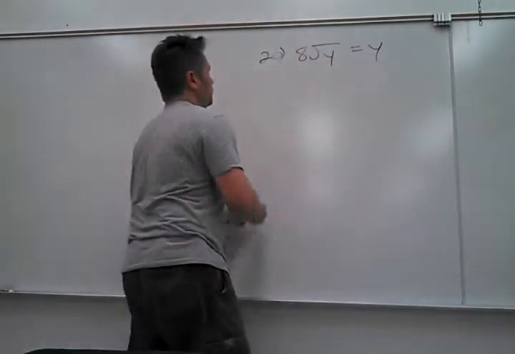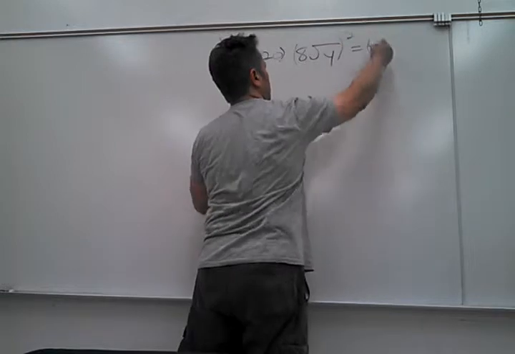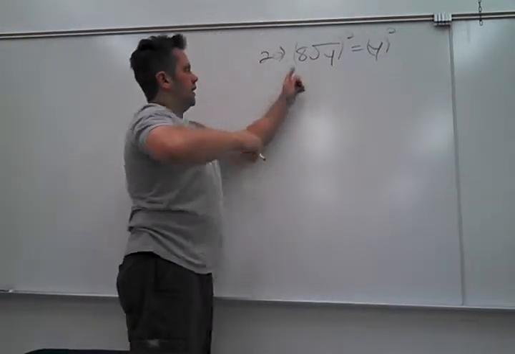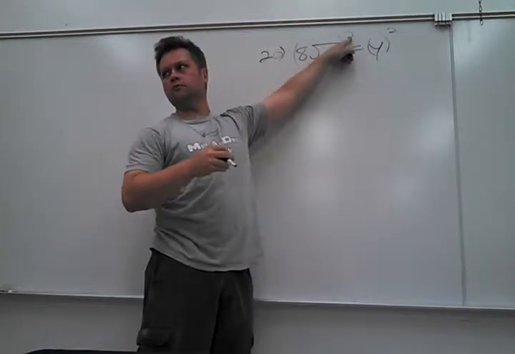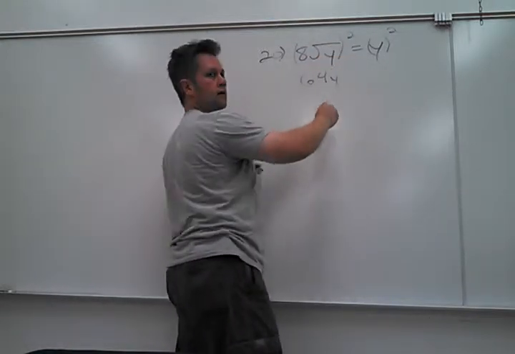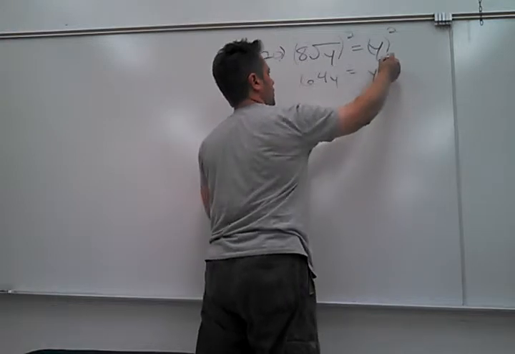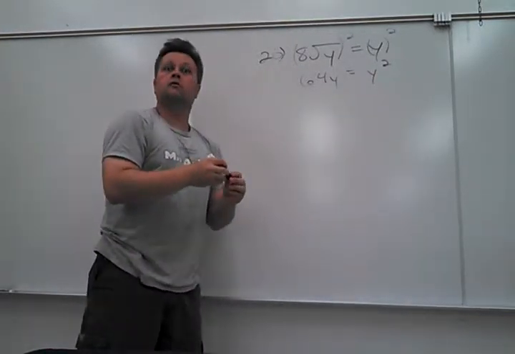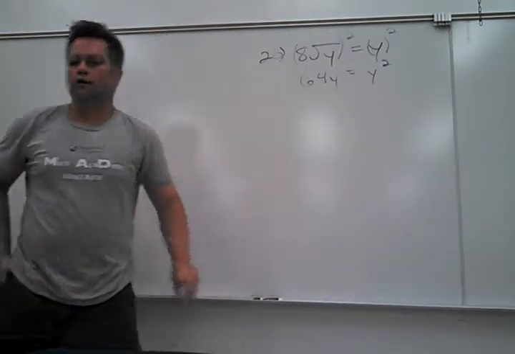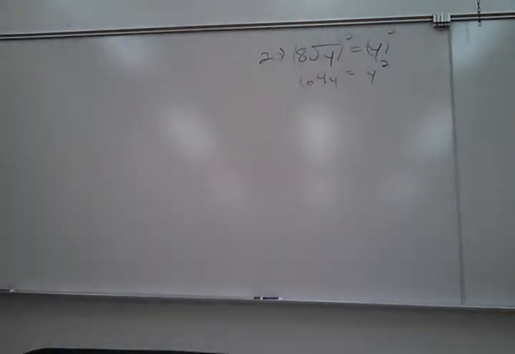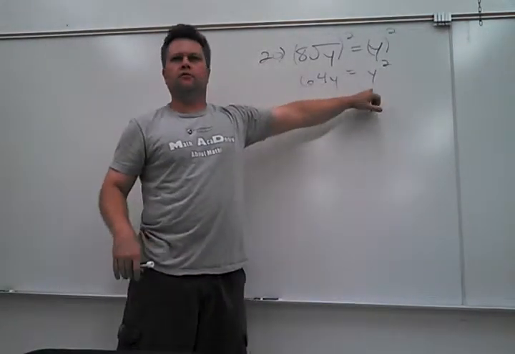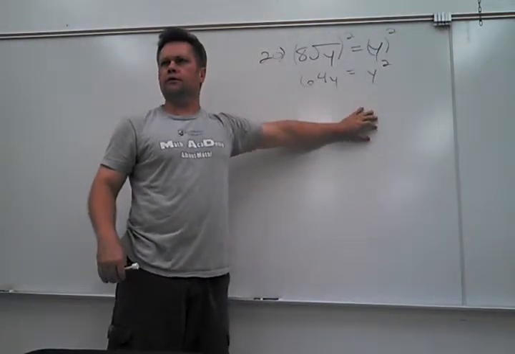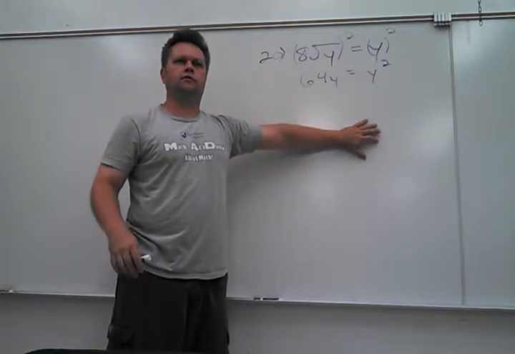So if I just square both sides the way it is, what happens over here? You get 64y equals y squared. Never, ever, ever, ever, ever divide by a variable or a variable expression, because then you're losing an answer.